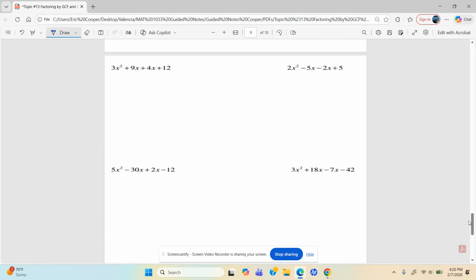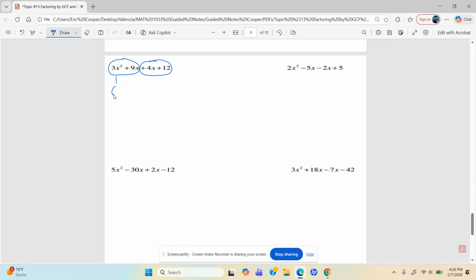Let's show you some examples. So here we've got a 4-term polynomial. Again, remember terms are separated by plus and minus signs. So 3x^2 is the first term, 9x is the second term, 4x is the third term, and 12 is the last term. And what we're going to do is split these into 2 sets of 2.